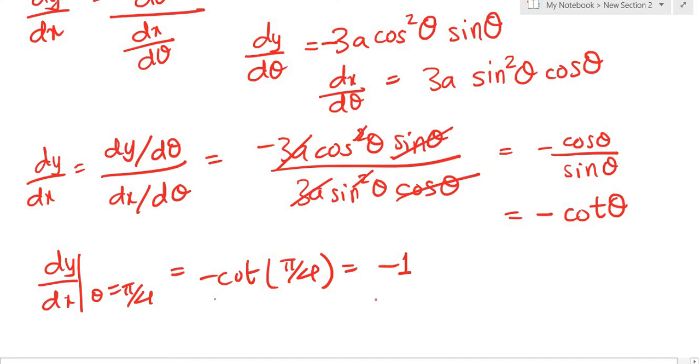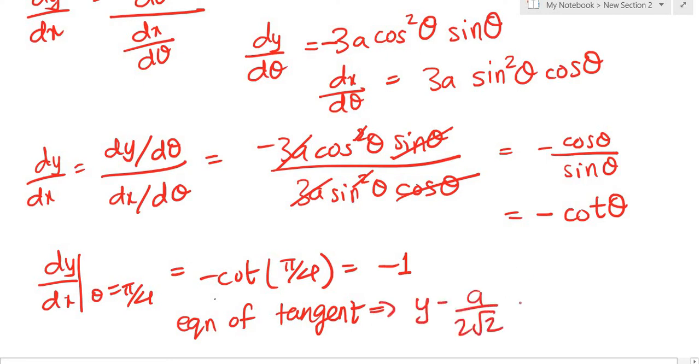Okay, and then now we have the x and y point, and we can find the equation of tangent. y minus a over 2 root 2 is equal to negative 1 times x minus a over 2 root 2. As the equation of the tangent. You can clean this up, but I'll leave it as an exercise to the viewers.